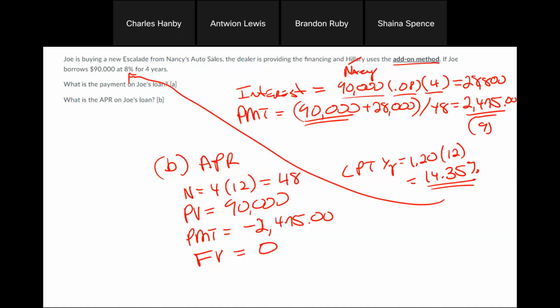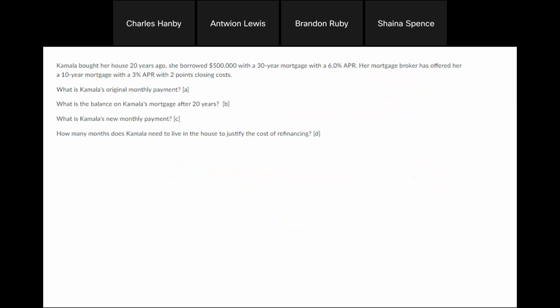The next one is a mortgage refinancing problem. Mala bought her house 20 years ago. She borrowed $500,000 with a 30-year mortgage with a 6% APR. Her mortgage broker has offered her a 10-year mortgage, that's the remaining term of the mortgage, at a 3% APR, with 2 points closing costs.